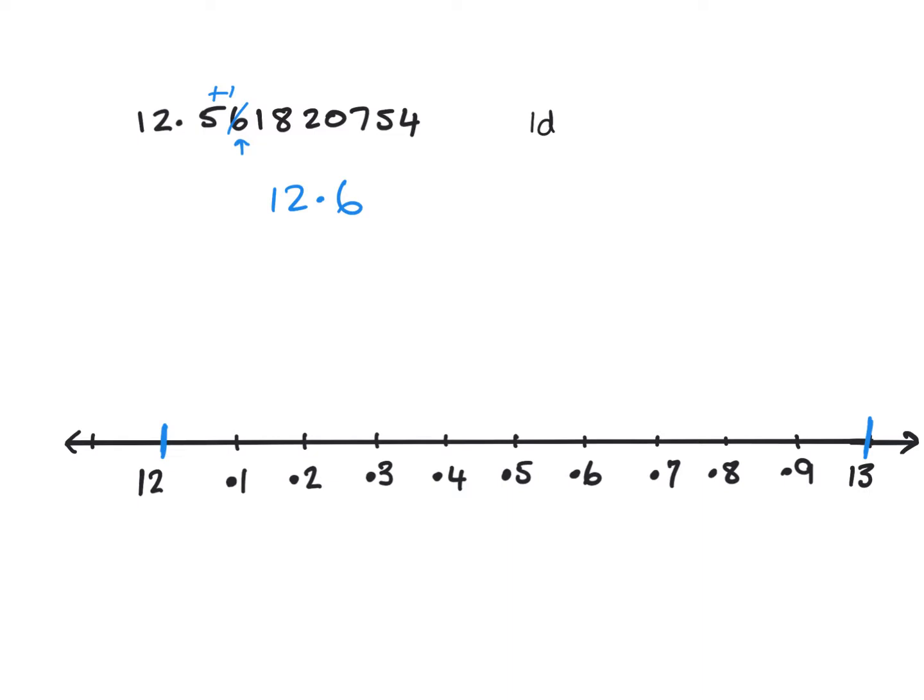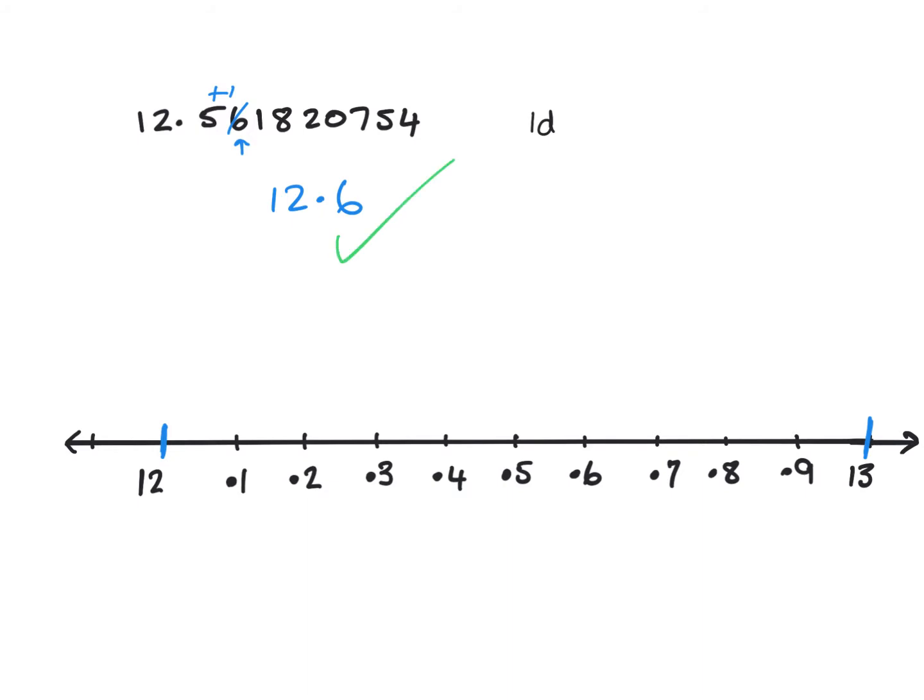Okay, how did we go? Well, we should have got 12.6. And how did I get that? Well, I'm looking at my decimal, 12.5618 and so on. But I need to round it to 1 decimal place. So there's my first decimal place. But I need to look at my 2nd decimal place, that number there, and see if that is greater than or less than 5. Well, in this case, it is greater than 5. So I delete it out, but I need to add 1 to the 5. Okay, so my number therefore is going to be 12.6 as my correct decimal to 1 decimal place.